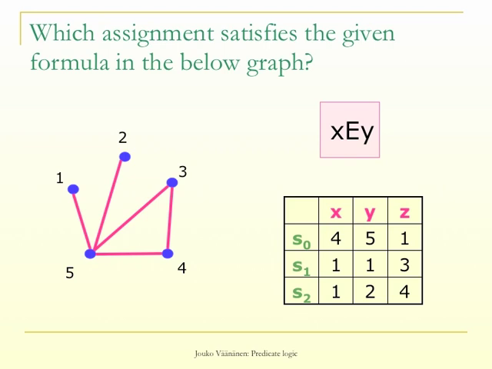For S0, the value of X is 4 and the value of Y is 5. Indeed, there is an edge between 4 and 5, so the answer is yes. For S1, the value of x and y is the same element 1, in a graph there is never an edge between a vertex and itself, so the answer is no. In S2 the value of x is 1 and the value of y is 2. Between 1 and 2 there could be an edge, but there isn't, so the answer is no.